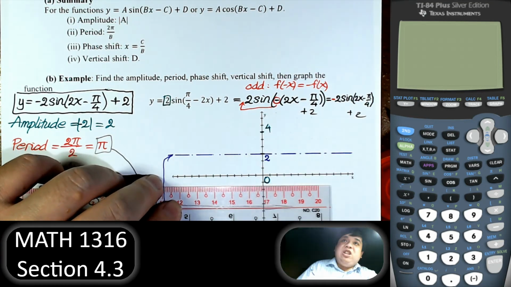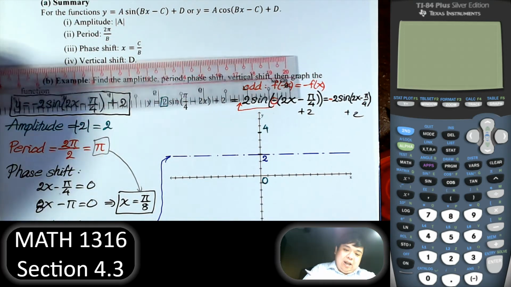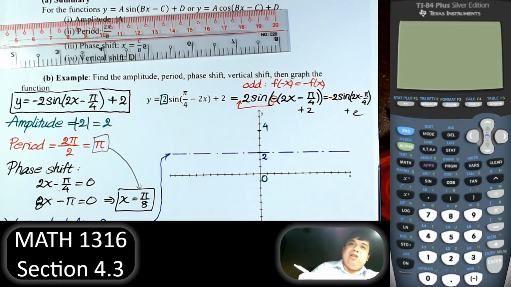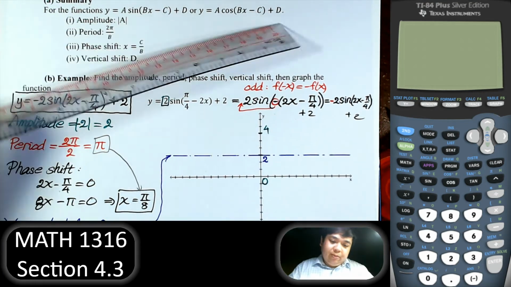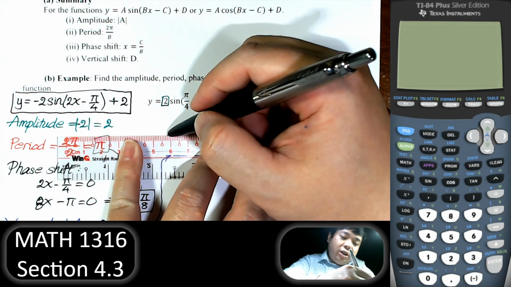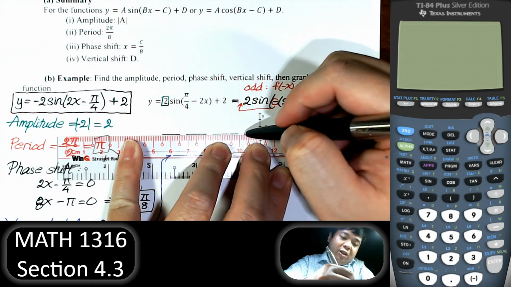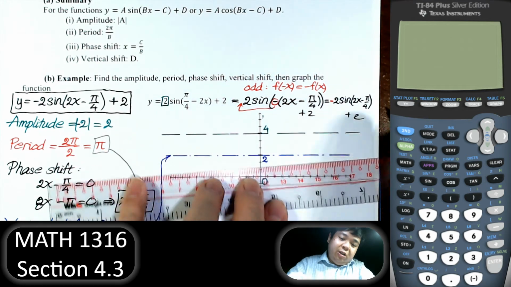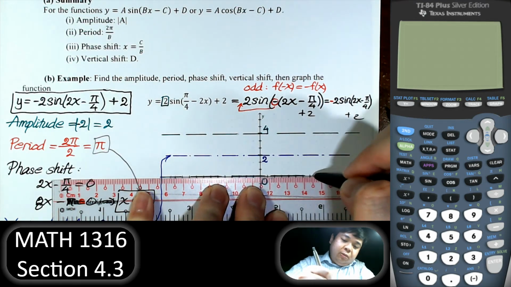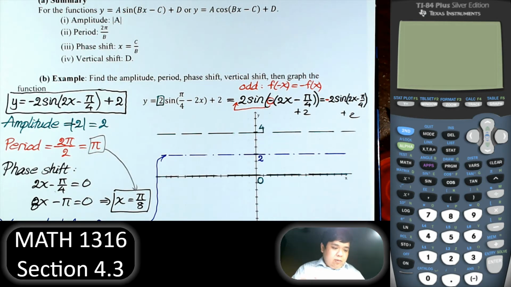So if I ask you what is the range for the problem, you can say the range in this case is from 0 to 4, because 2 up, 2 down from 2 is going to be from 0 to 4. Right.